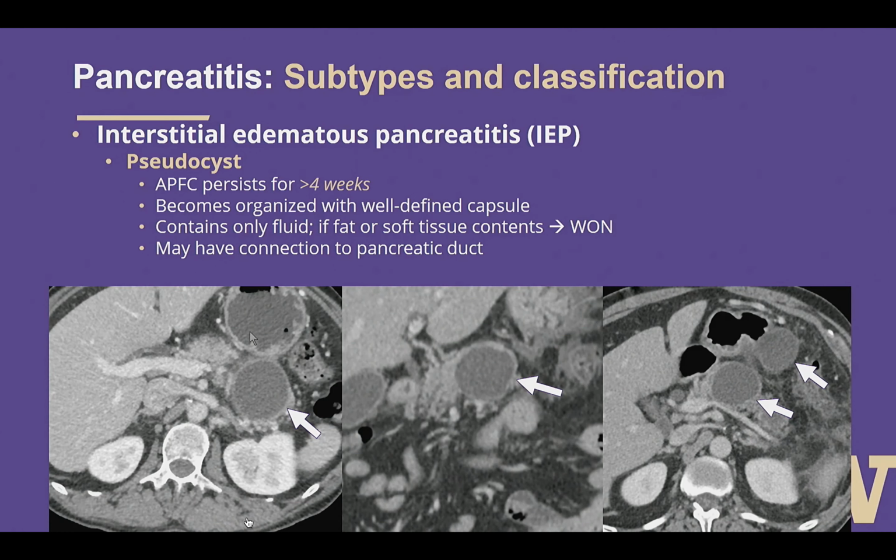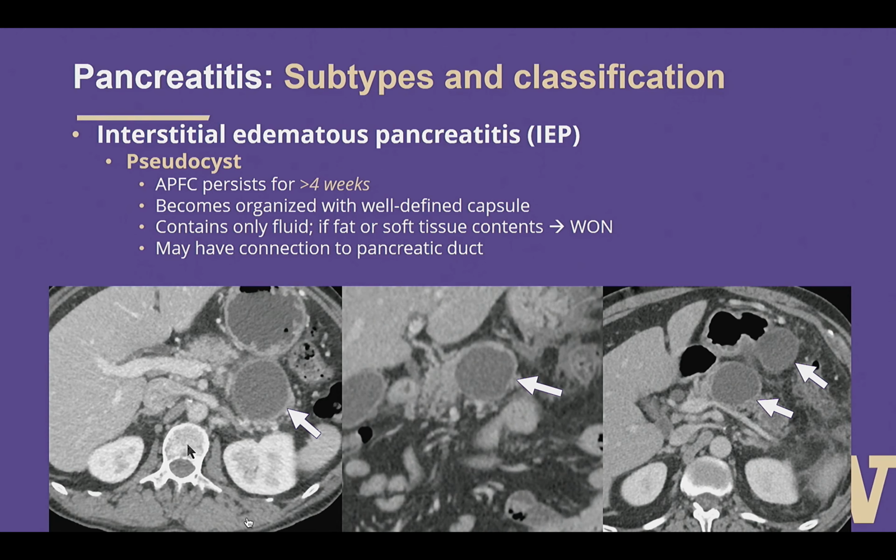In contrast, an acute peripancreatic fluid collection that persists for more than 4 weeks since the onset of symptoms now becomes a pseudocyst. As you see in the images here, these are more well organized and have a well-defined enhancing capsule. These should have only fluid within them. If you see any soft tissue contents or fat, you should start thinking that it's walled-off necrosis, which we'll talk about in a second.